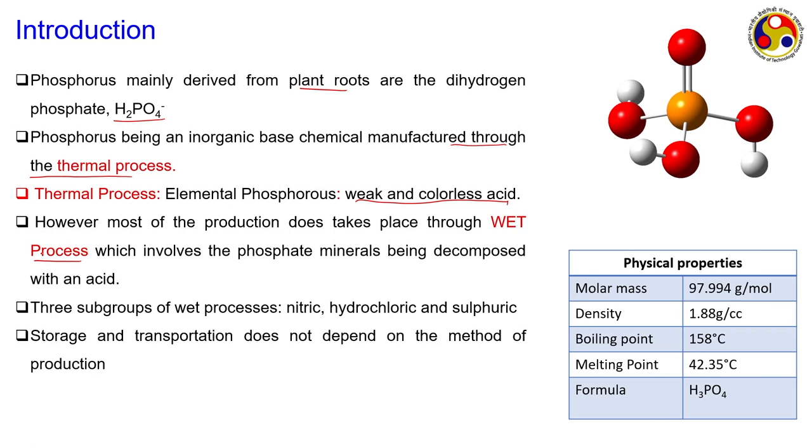What do we mean by wet? It means that the phosphate rock or the mineral is decomposed with an acid. When the phosphate rock reacts with the acid, we do not get phosphoric acid directly; we get something called phosphorus pentoxide, P2O5. The P2O5 is brought in contact with water to get phosphoric acid. So, whenever I talk about phosphoric acid, I am talking about different strengths of phosphorus pentoxide.